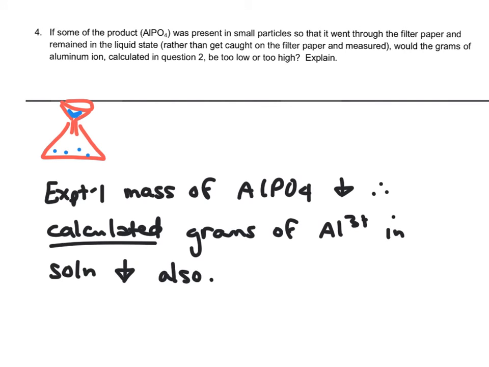Okay, the way we're determining information about the aluminum ion is by calculating it from the aluminum phosphate. So if that value is too small, this value will be too small also. Okay, one more problem.